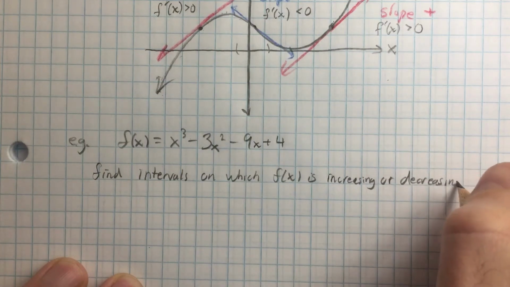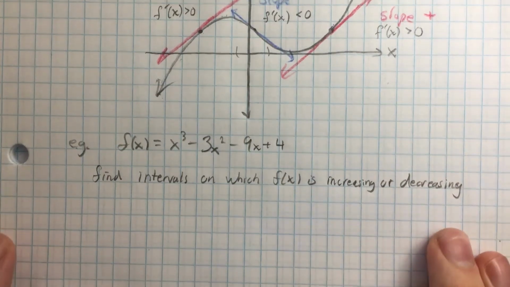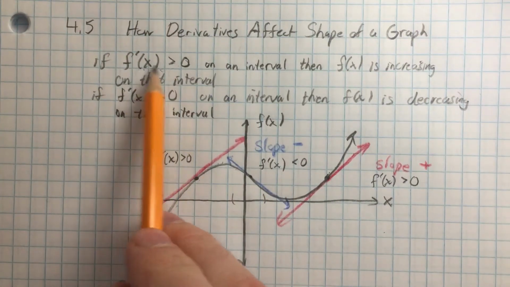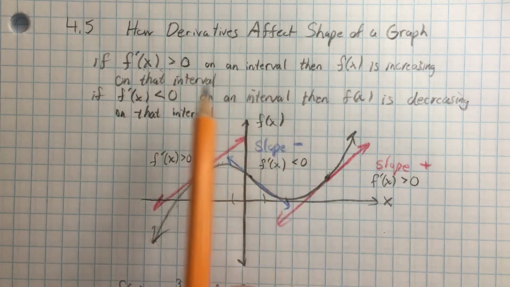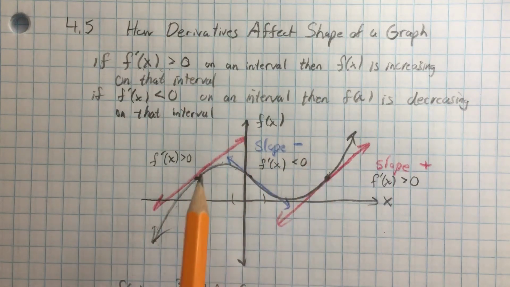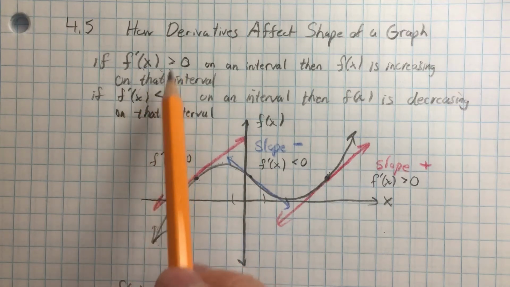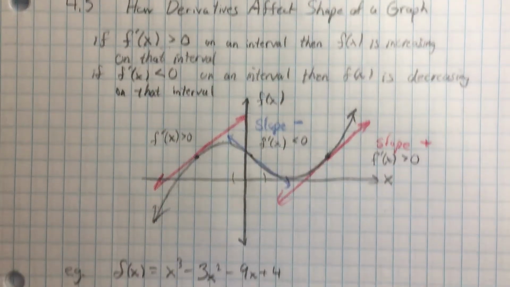All right, so we know what to do according to our rules up here. If the first derivative is positive, the function is increasing. If the first derivative is negative, the function is decreasing. So we need to set our derivatives with these particular inequalities and solve.